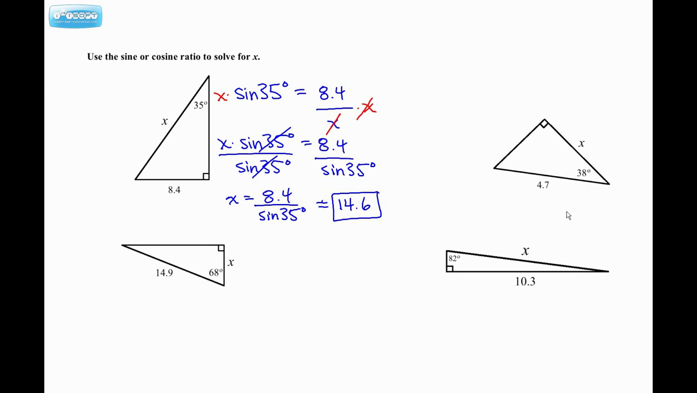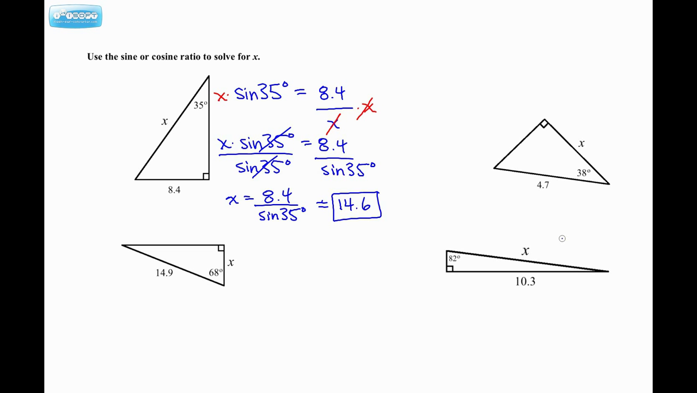Next, I have another right triangle here. This is my theta. It's 38 degrees. The opposite is not given, nor are we asked to find it. X is the adjacent, and that is what we're trying to solve for. What's given down here is 4.7. That is the hypotenuse. This is the longest side. The triangle is just laying flat on the bottom.